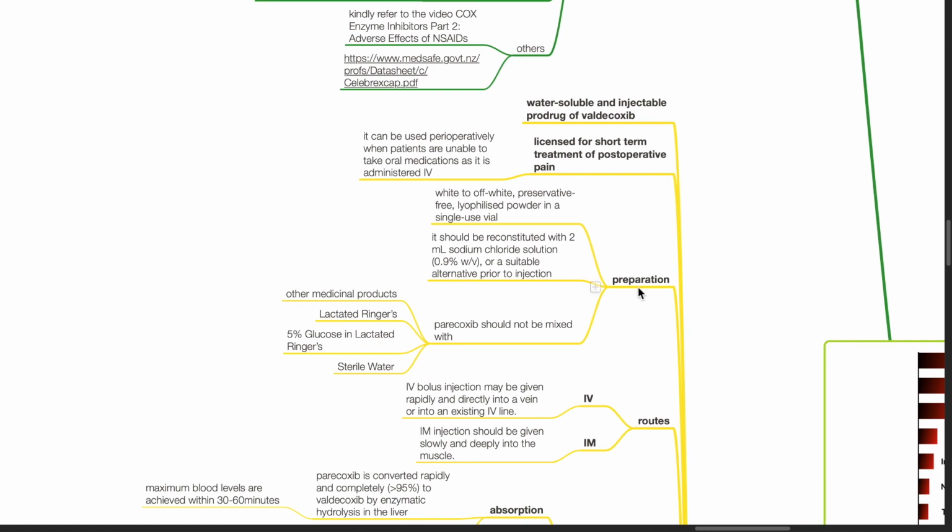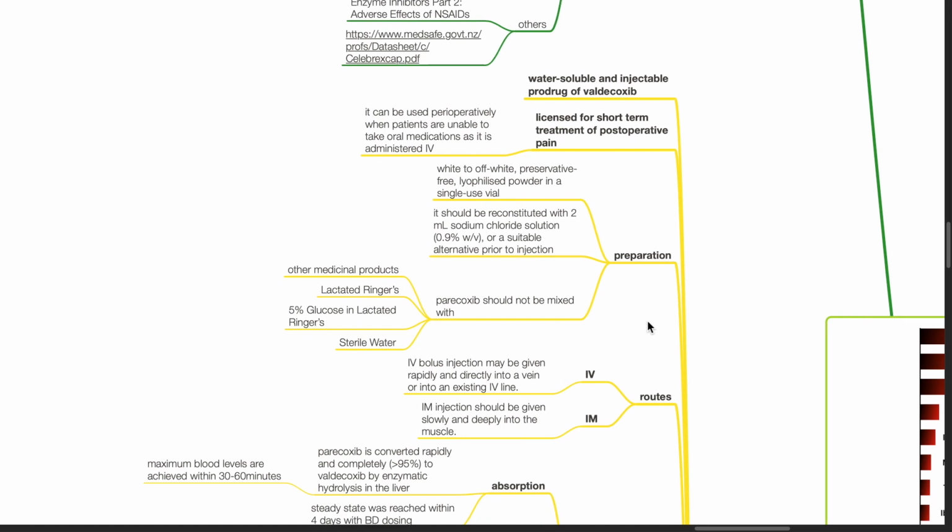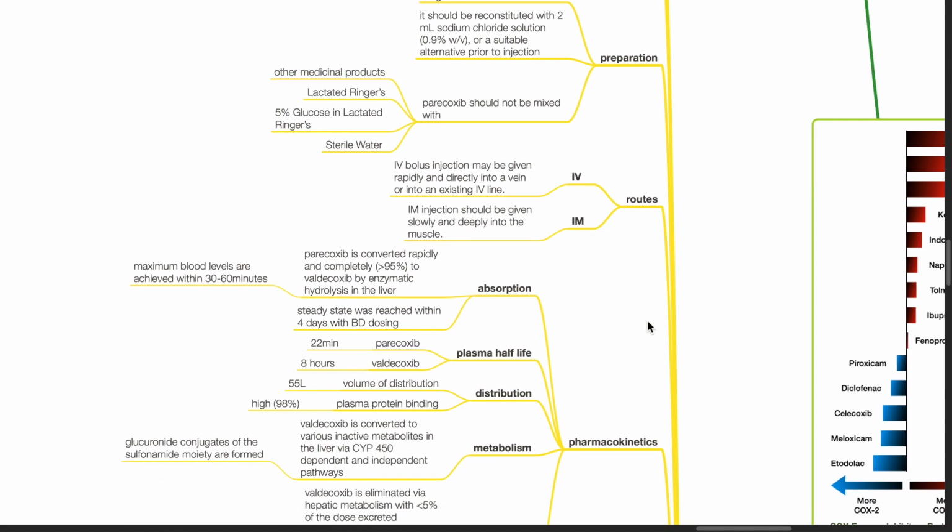Preparation. It is a white to off-white preservative-free lyophilized powder in a single-use vial. It should be reconstituted with 2 ml of sodium chloride solution 0.9% or a suitable alternative prior to injection. Percocet should not be mixed with other medicinal products, lactated Ringer's, 5% glucose in lactated Ringer's, and sterile water. Percocet can be given IV or IM.